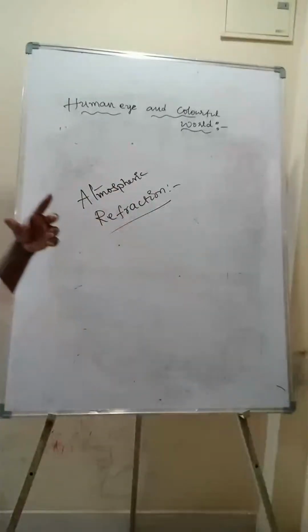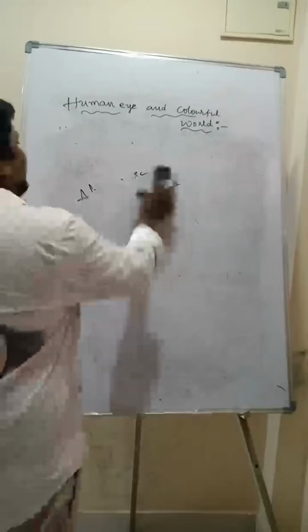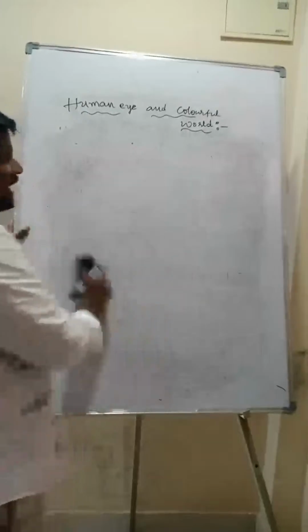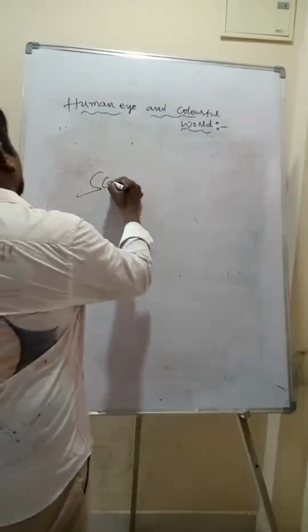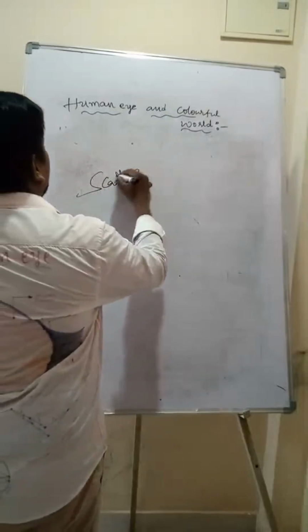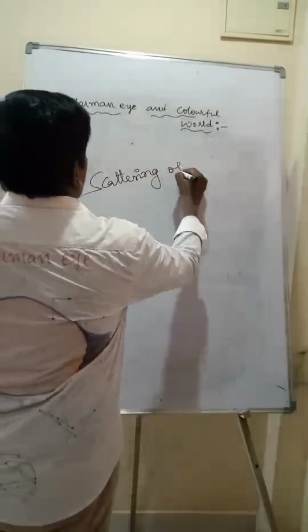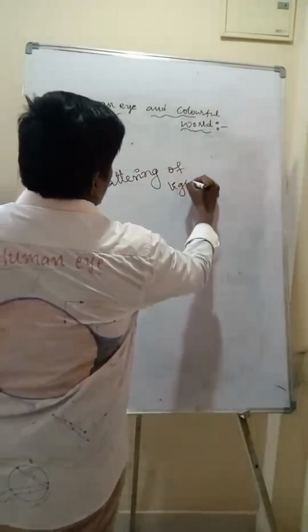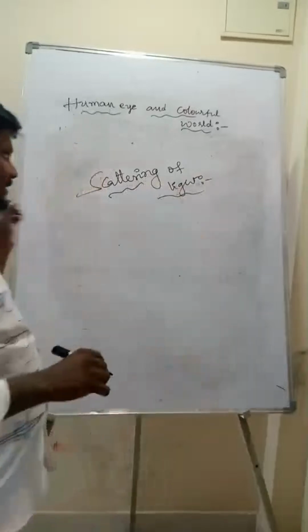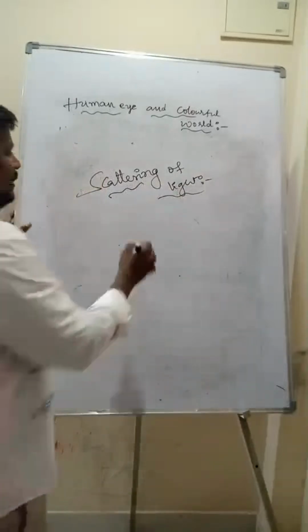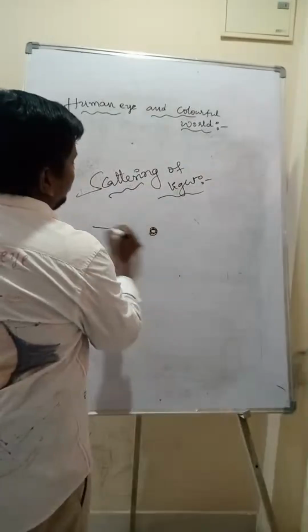Next one, scattering of light. Scattering of light is nothing but, so here the particle is there, and light is coming like this.